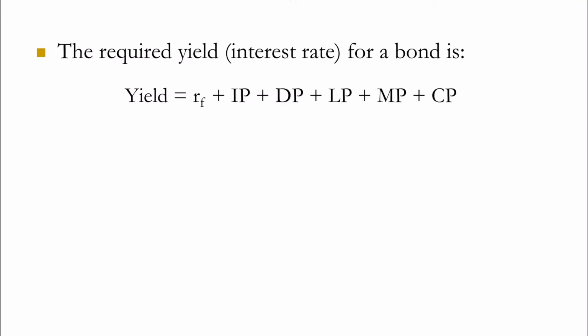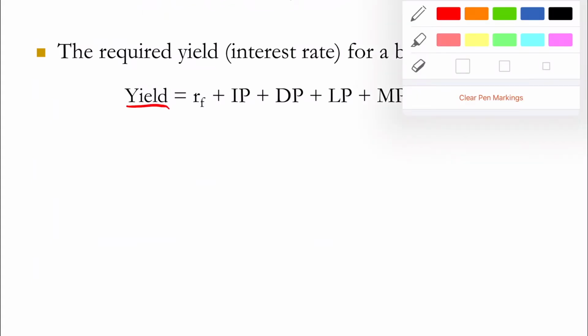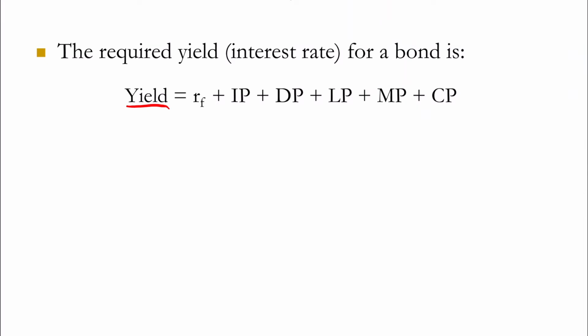So far, we have been given a yield, so given some required return, but now let's focus on where this yield actually comes from. What are the different components? The required yield, or your interest rate, our required rate of return on a bond, is broken down into 6 different components. So our yield, which we used this entire last lecture, is the required rate of return on a bond. The first component is R sub F, which is called the risk-free rate.